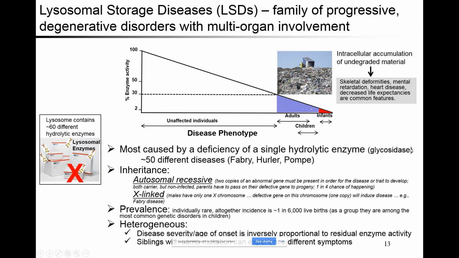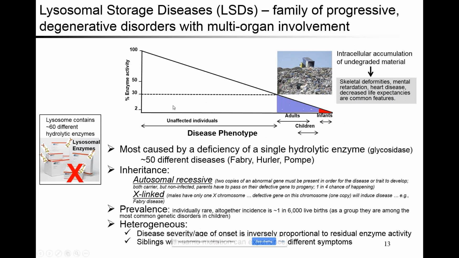So again, what's happening in these patients is they'll have a mutation in, say, a particular hydrolytic enzyme. And that mutation could leave that protein, that enzyme, with virtually no enzyme activity. It could have a couple percent enzyme activity, 20%, 30%, 50%. And what I've shown here is that the disease severity and the age of onset is inversely proportional to how much residual enzyme activity you have based on the mutation in the gene.